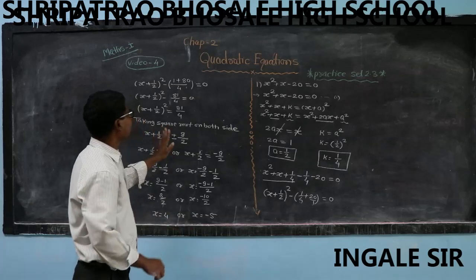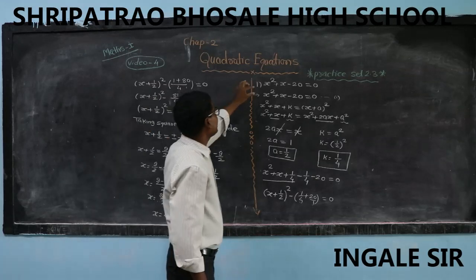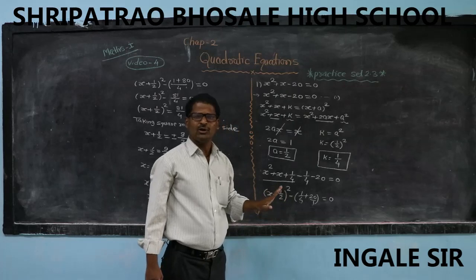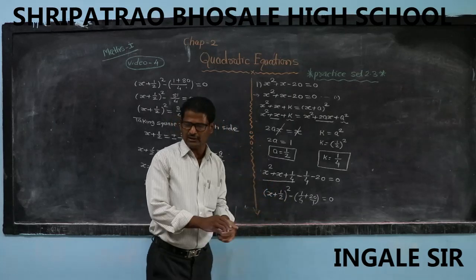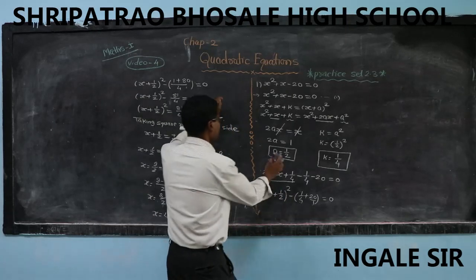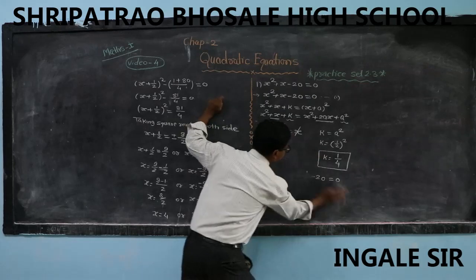Now here two examples are here. The quadratic coefficient is 1. If the quadratic coefficient is other than 1, then how to solve such an equation? Now see here.